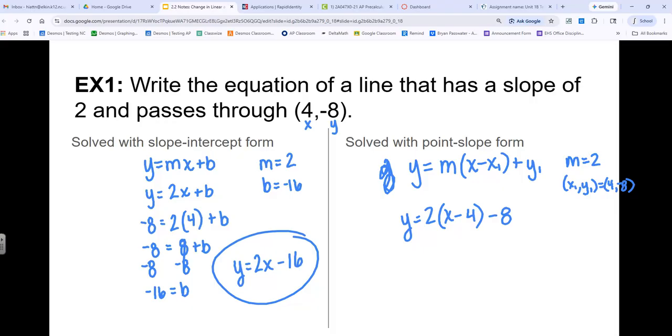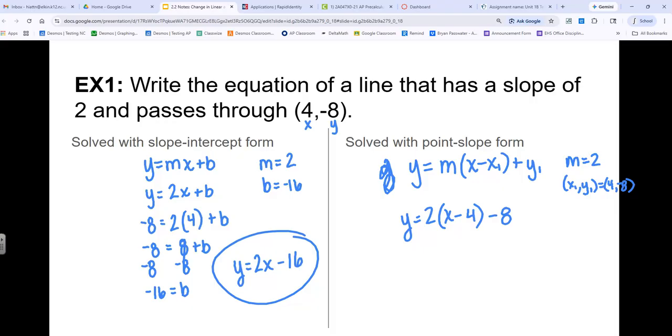Now, the reason that I use this right here in upper level math is you don't have to simplify that. You can leave it. You don't have to put it in y equals mx plus b form. You can type that into Desmos. It'll graph it just the same as it graphs 2x minus 16. And so we can stop, right?